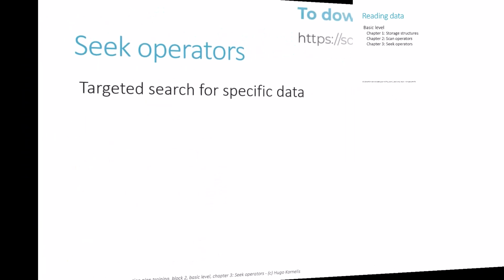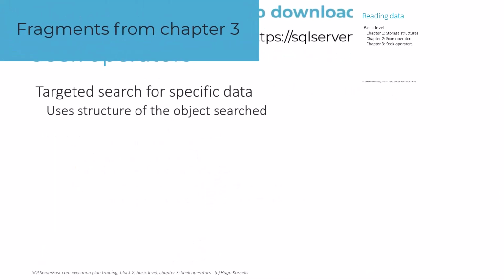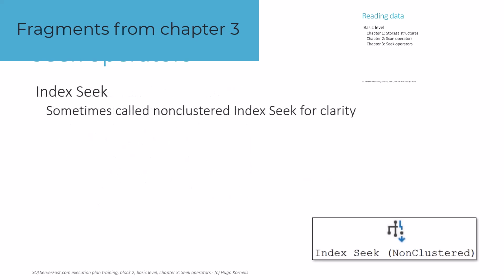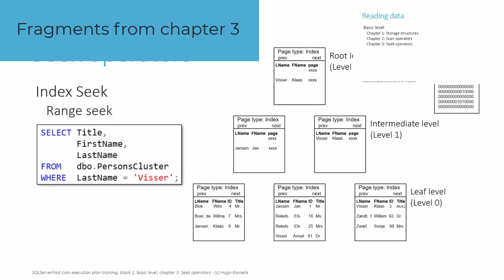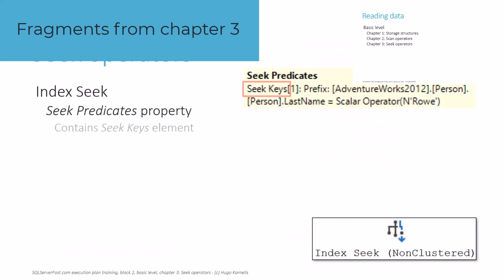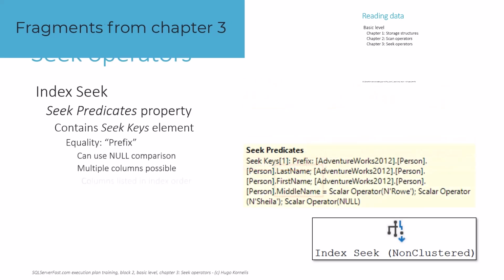In Chapter 3, we divert our attention to the seek operators that use the structure of an index to find just the row or the small subset of rows that it needs. You will once more see animations to visualize how the operator navigates the index structure to find the data it is looking for, and will show the important properties of these operators. The chapter ends with a short discussion on index tuning.